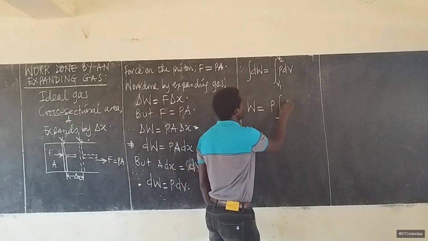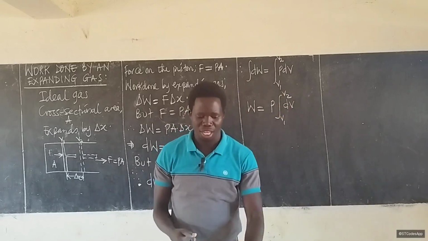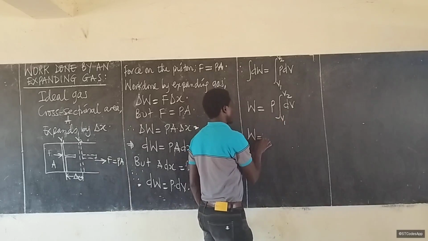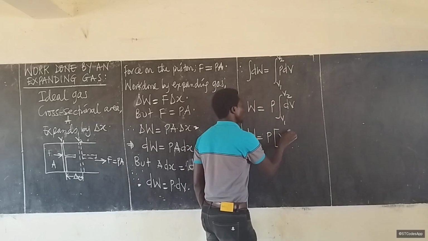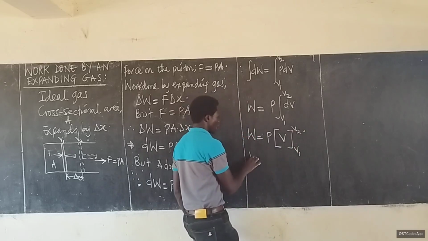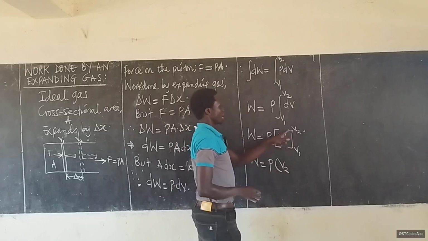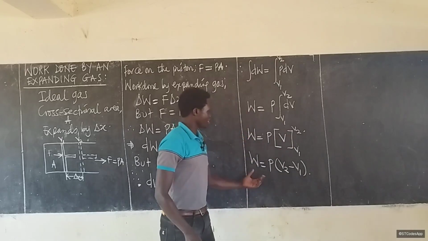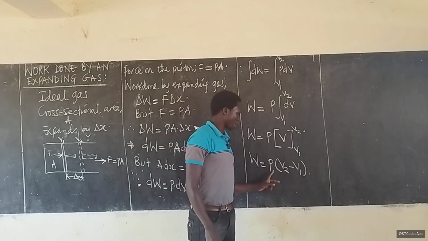So the work done becomes P times the integral from V1 to V2. In this case, P, which is the pressure, is a constant. So when I integrate dV, it's like there is a 1 here, this becomes V, from V1 to V2. So work would be P, open a bracket, V2, starting with the upper limit, minus V1. And this is the work done by an expanding gas. This is how we get it: get the change in volume and multiply with P.